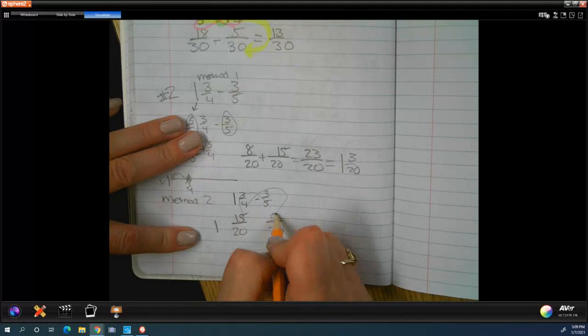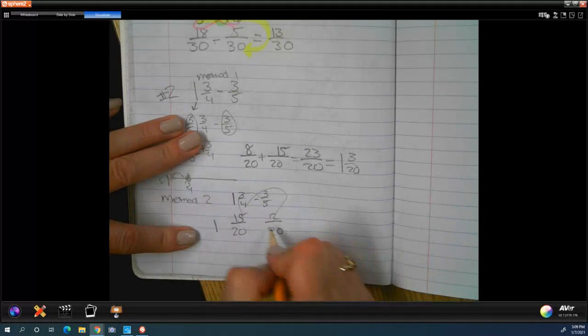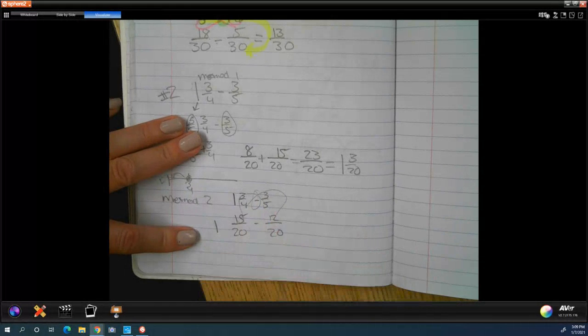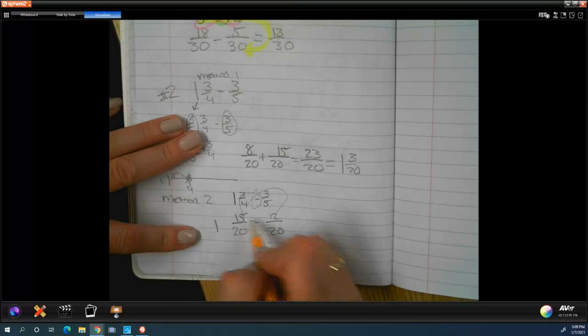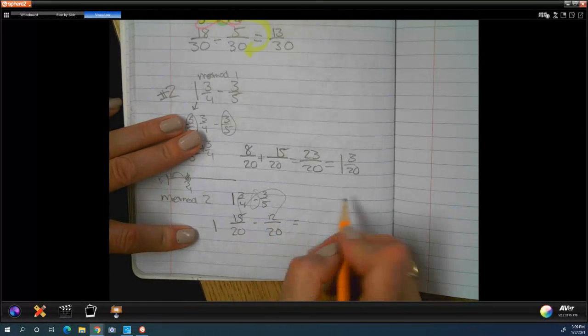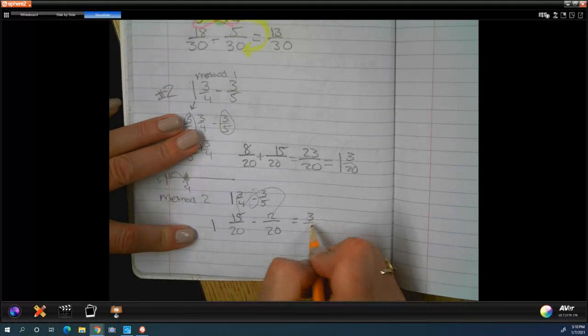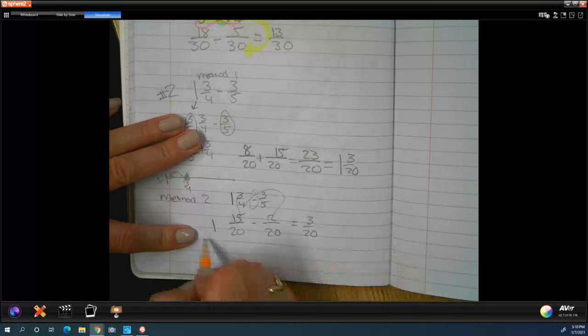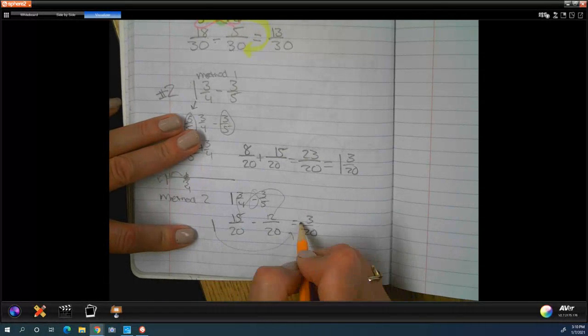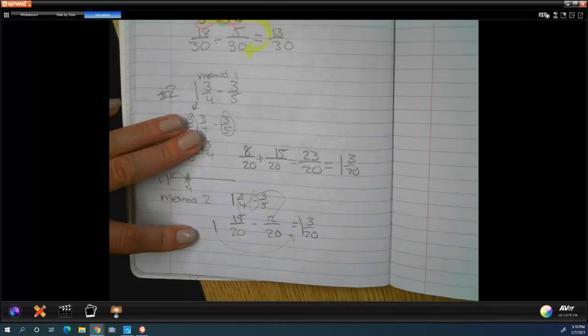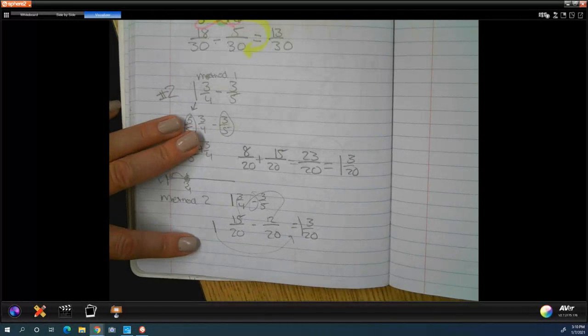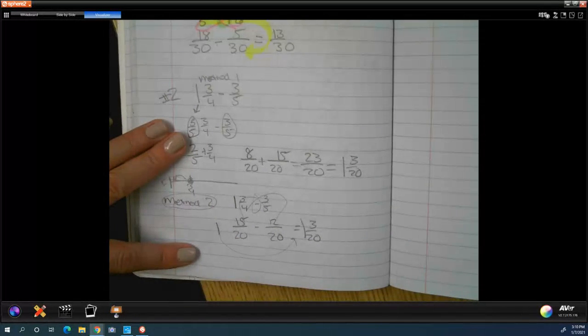4 times 3 is 12. My butterfly body is subtract. And now I have 15 minus 12 is 3/20. So then I'm going to put my 1 back on, and I have 1 3/20. So that's another way to solve that same problem.